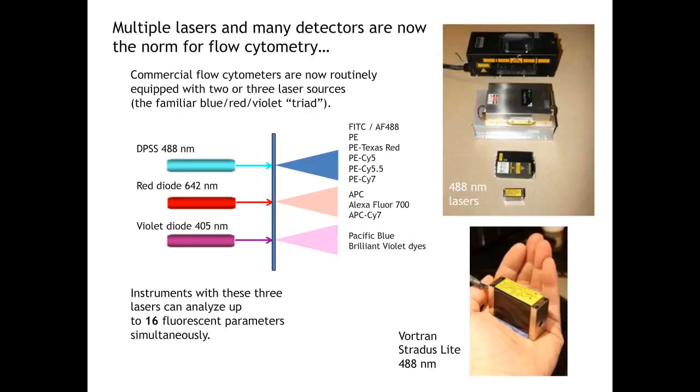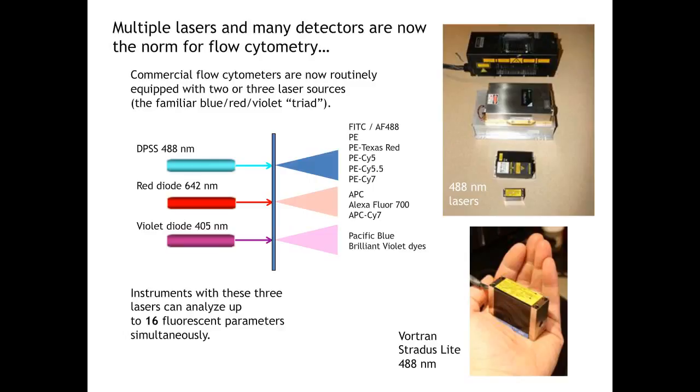The earliest instruments had only 1 or 2 lasers. Advanced instruments can have 7 or more lasers to take advantage of the hundreds of different fluorescent probes that are out there. Typically, though, instruments now take advantage of 3 laser wavelengths: the blue 488, the red 633 to 642, and a violet 405. And even with just these 3 laser sources, you can analyze up to 16 fluorescent probes simultaneously.